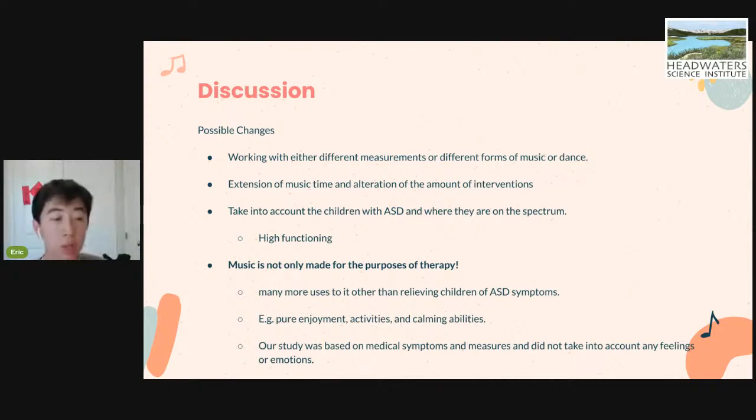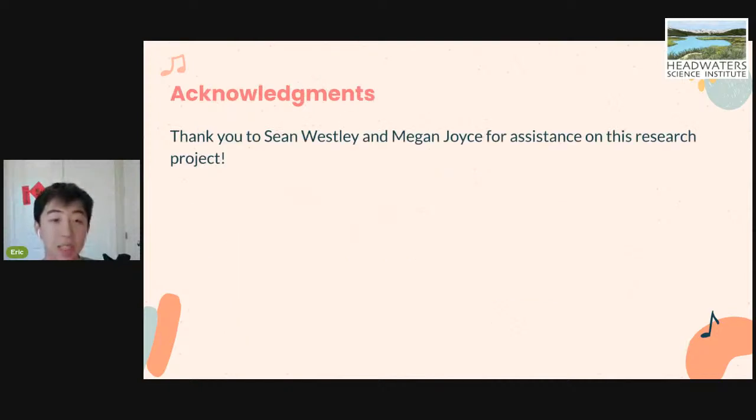And it's just really important to note that music is not only made for the purposes of therapy, and there are so many more uses to it other than relieving children of ASD symptoms. For example, just pure enjoyment or using it for activities or calming abilities. And our study did not take into account any emotions, and it was only based on medical scales. And yeah, thanks to Sean and Megan for the assistance on the research project.